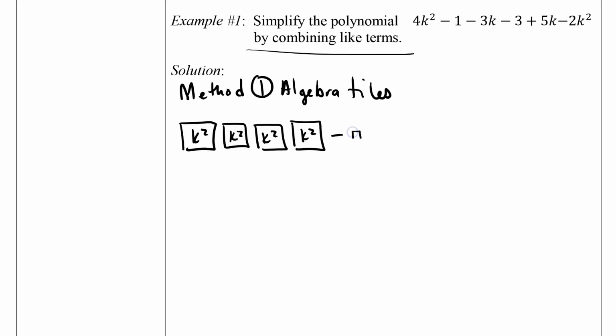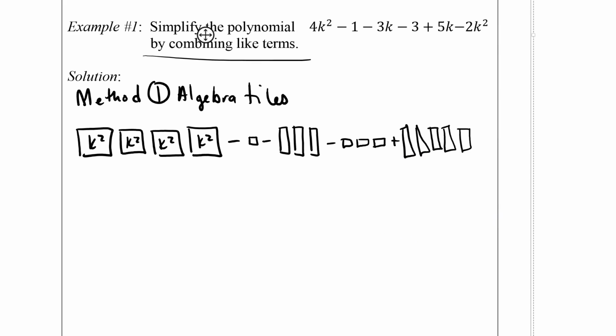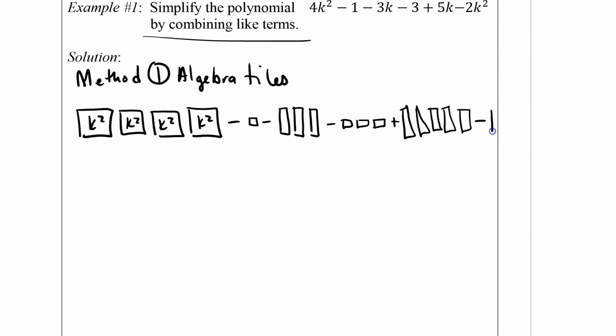Minus 1, which is just a little box here. Minus 3k. Minus 3. Plus 5k. And I'm just going to move over here. Minus 2k squared.